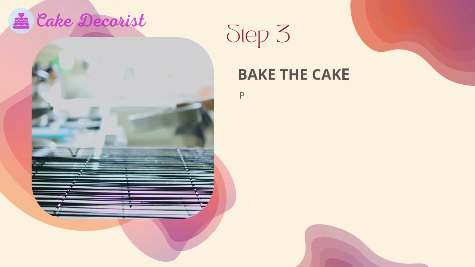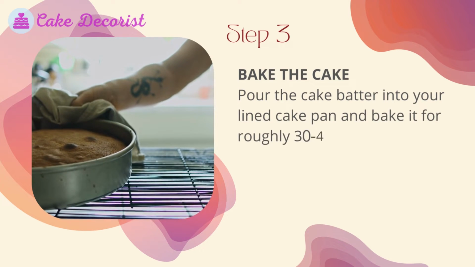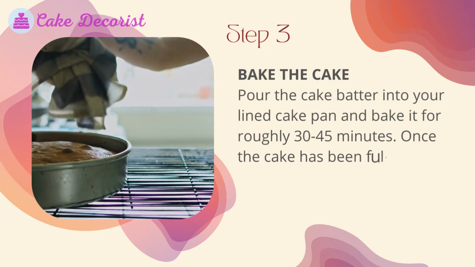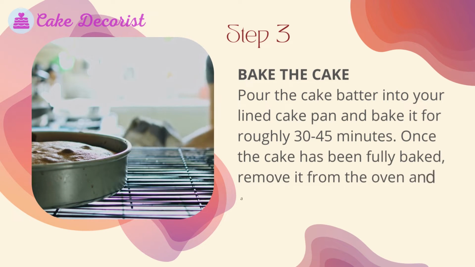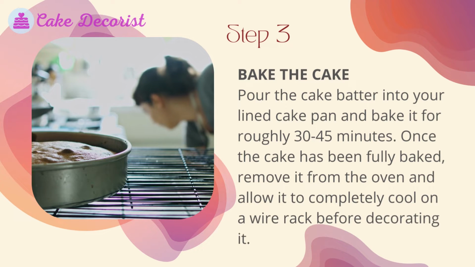Step 3. Bake the cake. Pour the cake batter into your lined cake pan and bake it for roughly 30 to 45 minutes. Once the cake has been fully baked, remove it from the oven and allow it to completely cool on a wire rack before decorating it.